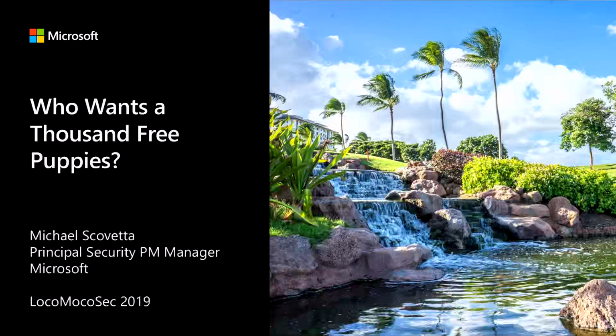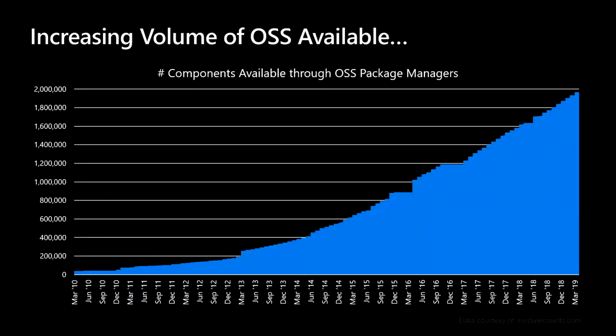There's a huge and increasing number of open source components available. This is the aggregate number of components available in NuGet, NPM, Ruby Gems, and 15 or so other lesser package managers. This comes from a website called Module Accounts, so there is some duplicate here, but you can see the number is close to 2 million. And it's increasing pretty linearly.